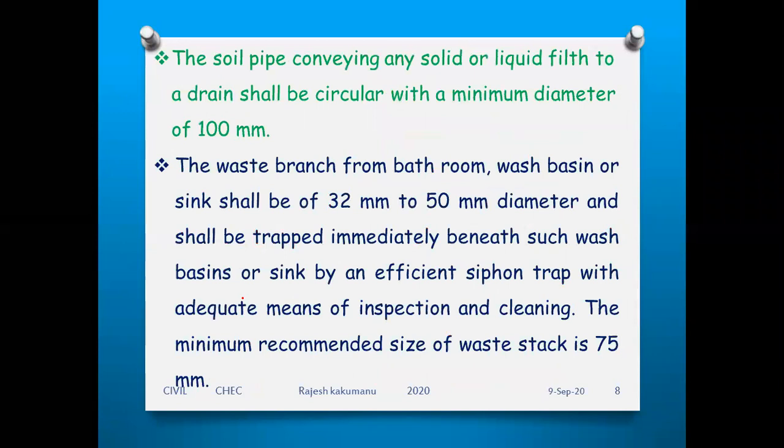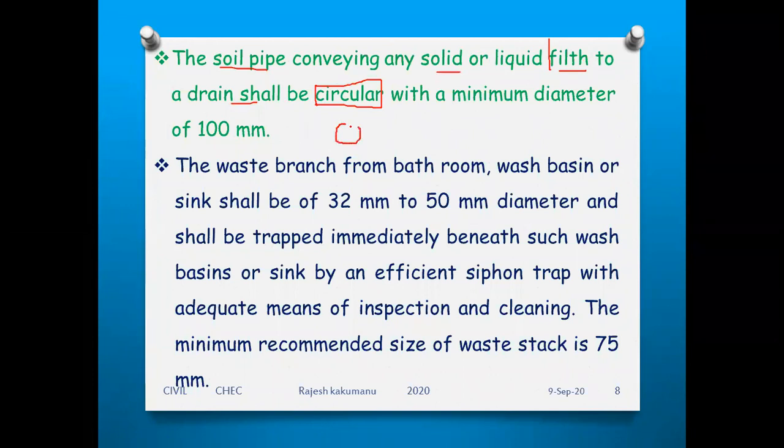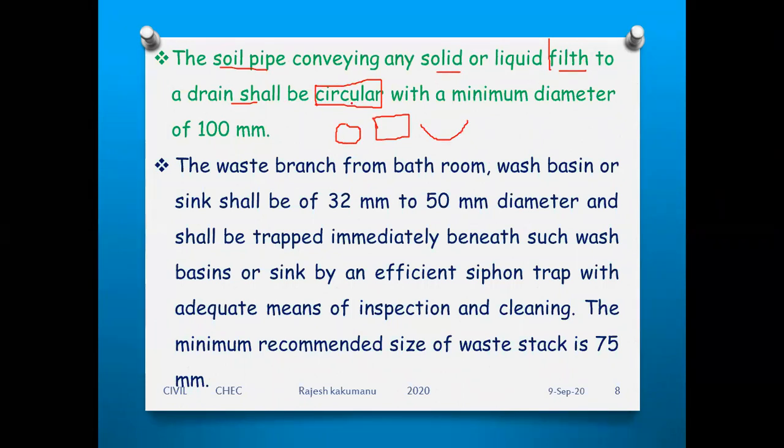Next, the soil pipe conveying any solid or liquid filth to the drain shall be circular with a minimum diameter of 100 mm. The soil pipe, we have discussed, means the waste coming from the toilet, right? The soil pipe conveying solid or liquid filth, that is the waste, to the drain shall be circular. The cross section should be circular. If you maintain a square or some other shape, proper conveying would not be done. That's why it should be circular. What is the minimum diameter? Minimum should be 100 mm diameter.